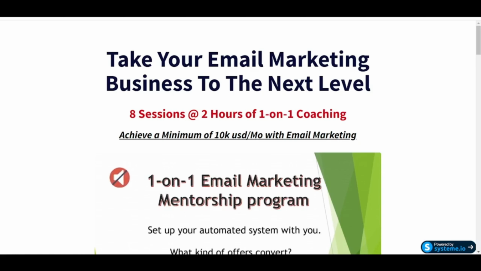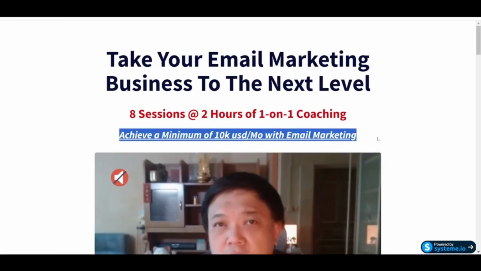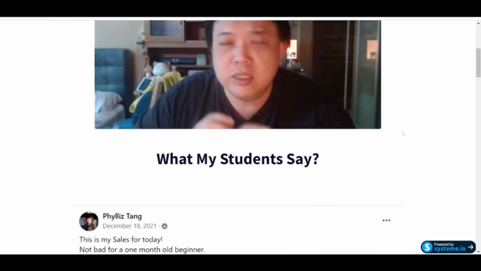8 sessions at 2 hours. Most of the time, we will be able to complete this whole thing within 2 months. Every week will be 1 session. The objective is to achieve a minimum of $10,000 per month with email marketing. All right, so as you can see over here, the entire focus is solely on email marketing.